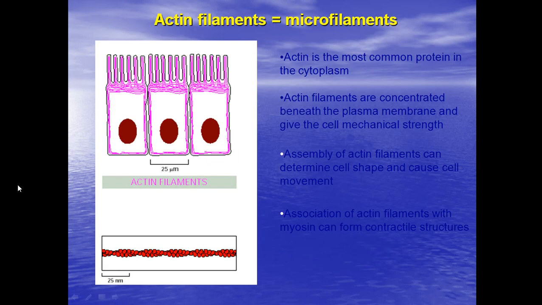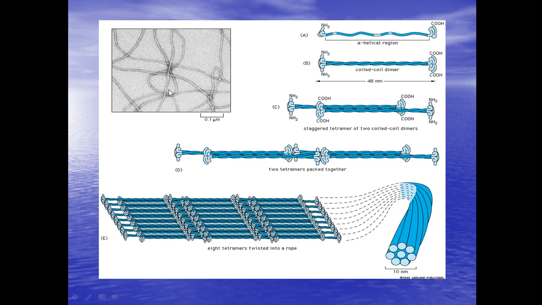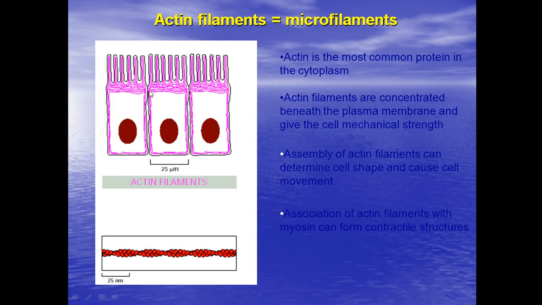Within the cell, the intermediate filaments are arranged like this. See, they form a network.